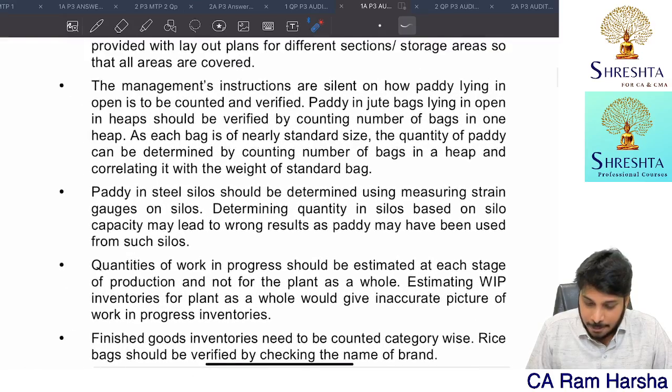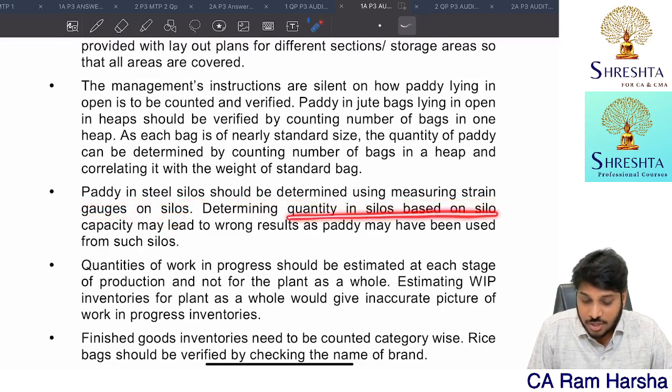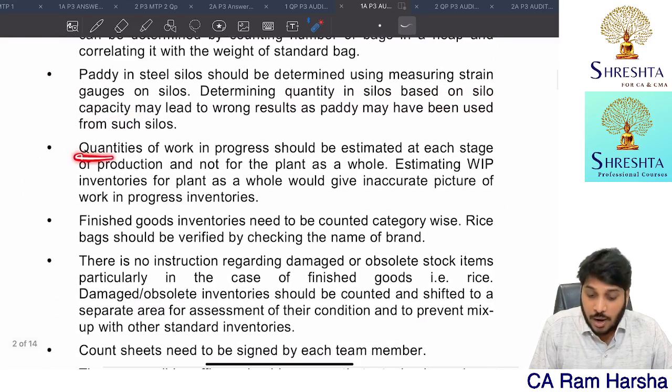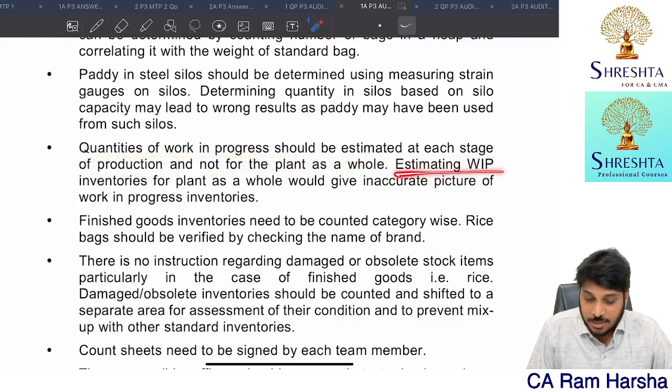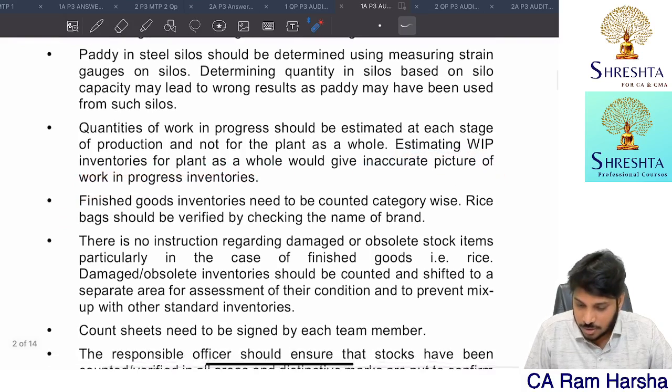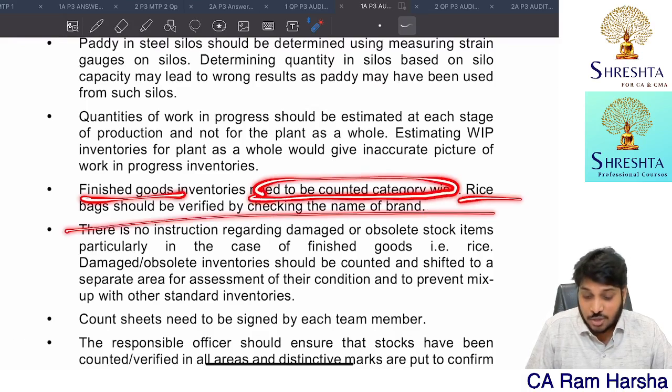The paddy in steel silos should be determined using measuring strain gauges on the silos, which is scientific. Determining quantity based on capacity may lead to wrong results. I think this point we covered. Quantities of work in progress should be estimated at each stage of production, not based on the plant capacity. Estimating WIP for a plant as a whole gives an inaccurate picture. Finished goods inventories need to be counted category wise. Yes or no? Because rice bags are also there.